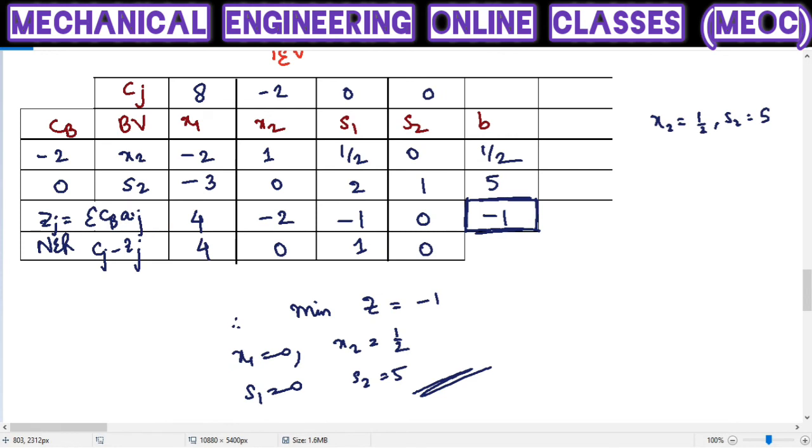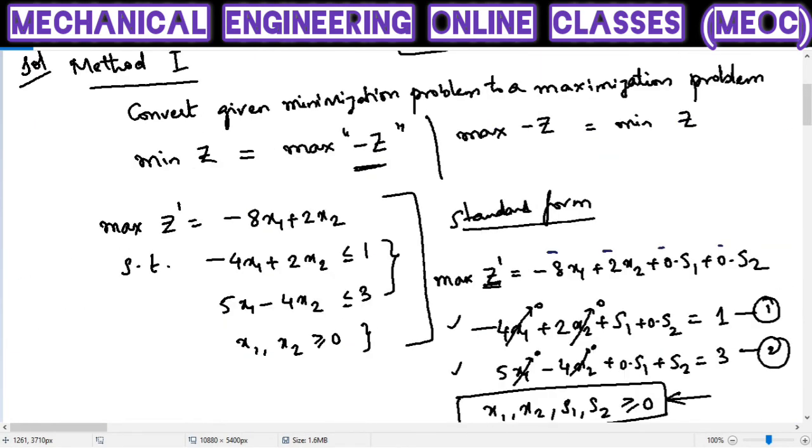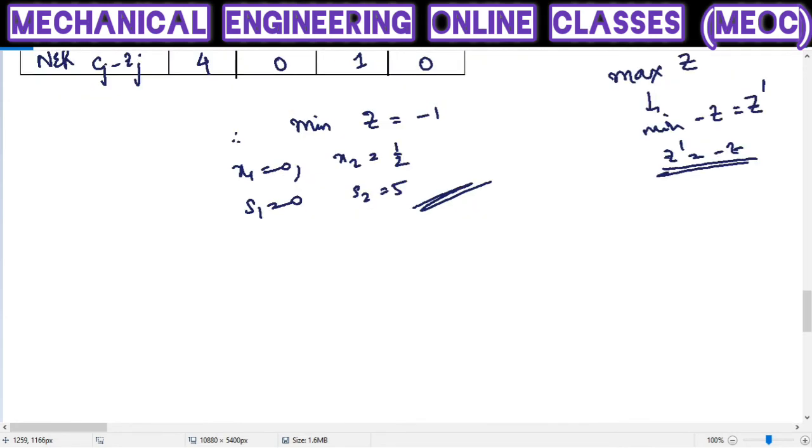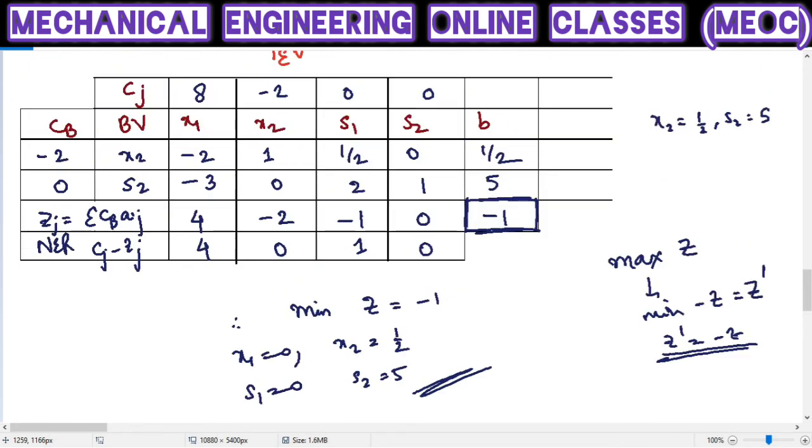So in a similar fashion, when a max type is given, you can convert that into a min type and you can solve. Suppose Z max is given, you can make it as minimize minus Z. Let this be some Z dash. Your Z dash is minus Z. You solve it like this in method 1. You get it?